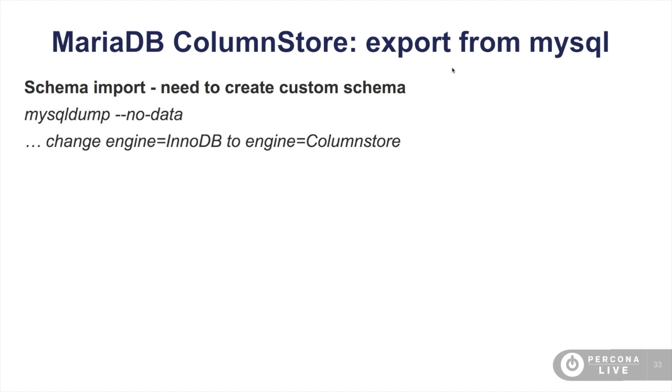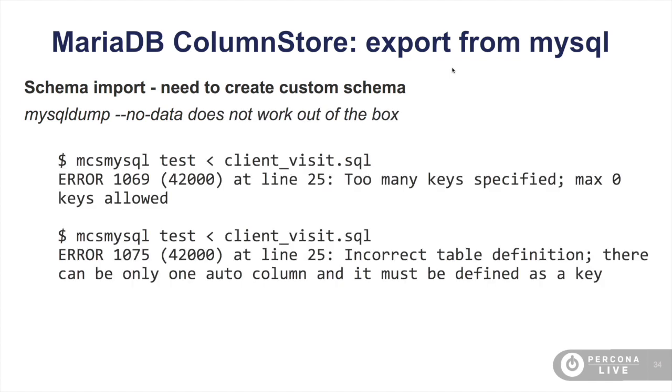So let's take a look at how we can export data and load it into MariaDB ColumnStore. My original thinking was excellent: we can just do mysqldump with no data and create a schema, just change the engine from InnoDB to ColumnStore, and then load the whole thing. Unfortunately, it doesn't work out of the box.